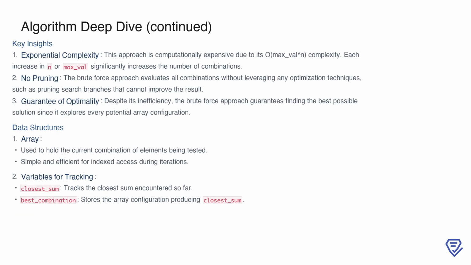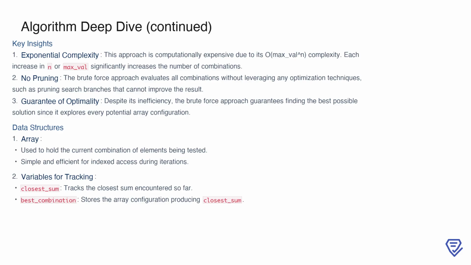The brute force approach, while straightforward, has significant limitations. First, its exponential complexity makes it computationally expensive. The time complexity is O(max_val^n), meaning that even small increases in the size of the array or the maximum value can lead to a massive increase in the number of combinations. Another drawback is that this approach does not use any optimization techniques, such as pruning combinations that are unlikely to improve the result. On the positive side, brute force guarantees finding the optimal solution because it explores every possible configuration.